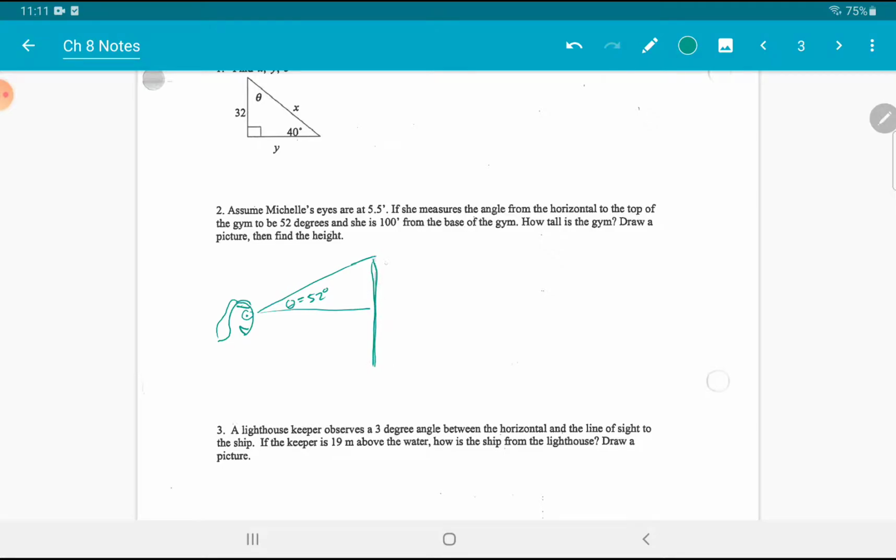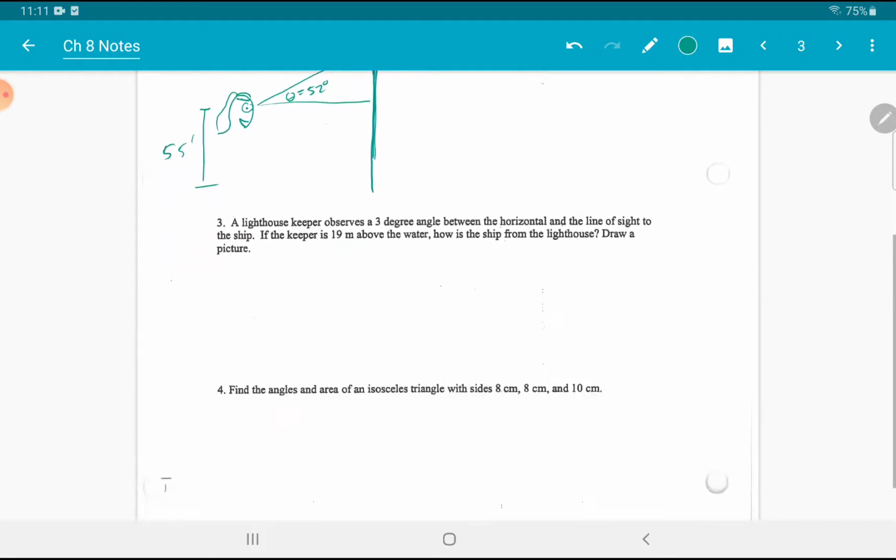And so you have the gym here, right? This is the entire building here. Also notice that Michelle's eyes, one characteristic that they give is that the eyes are at 5.5 feet tall. So make sure you consider that when finishing off this problem here. For example 3, a lighthouse keeper observes a 3-degree angle, and actually there should be of depression there. So we're actually going to be looking at the angle of depression, comparing it versus number 2.